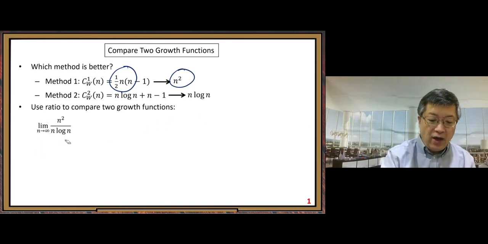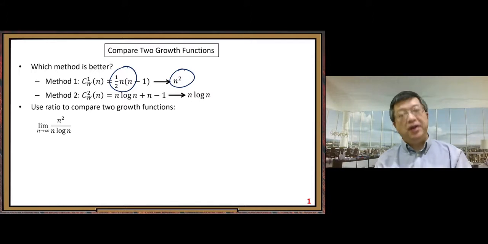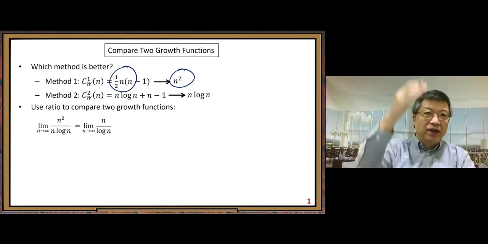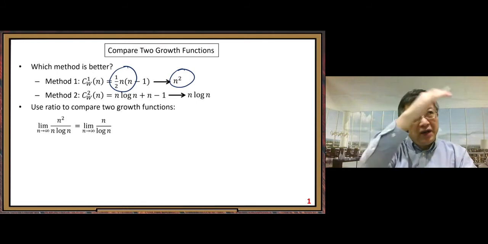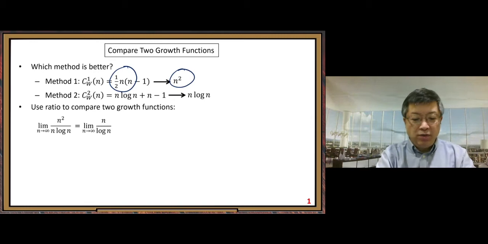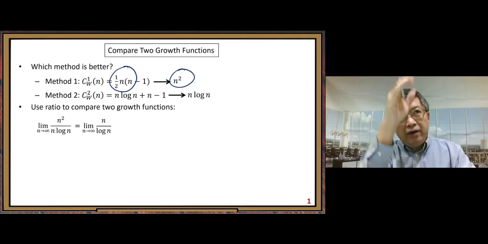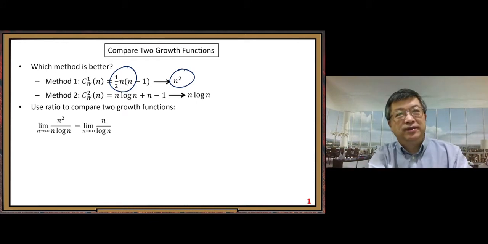I hope you know how to calculate the limit. First, let's do the simplification. Cancel the common factors as much as we can, so we simplify to n over log n. The limit of the ratio n over log n when n goes to infinity. How to calculate it? Do you know how to calculate it from your calculus class?